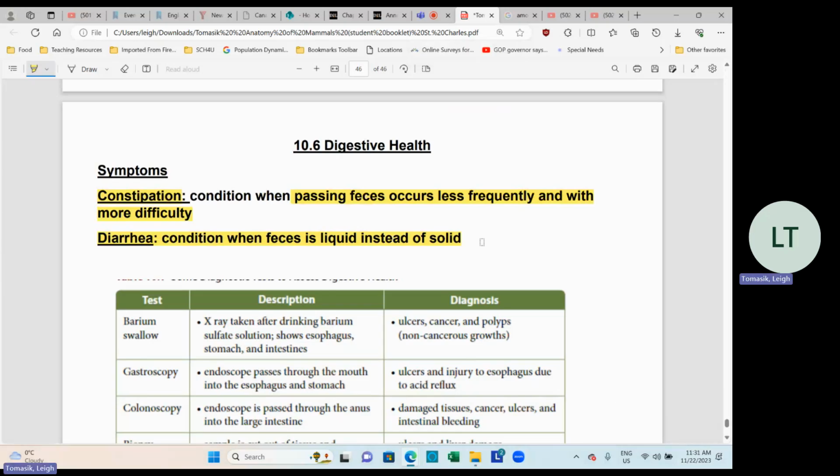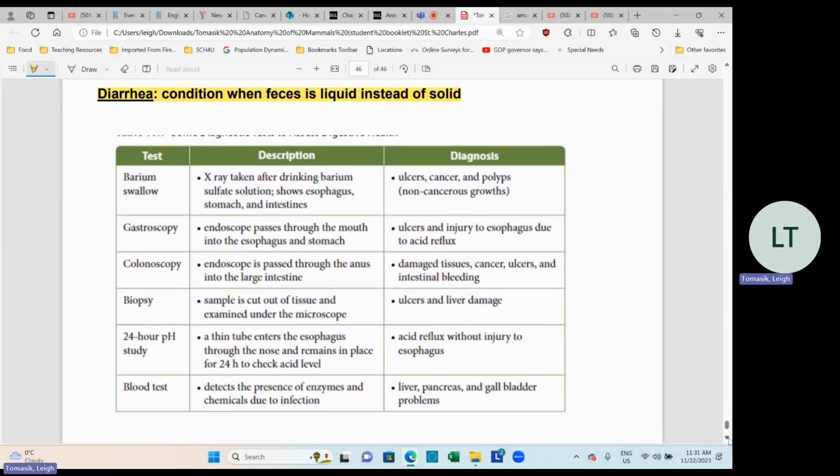And usually both of these are an indication that something is wrong with your large intestine, or maybe your small intestine. Okay. There are some medical procedures that you might have to go through if you're having regular problems with your digestive system. One is a barium swallow.